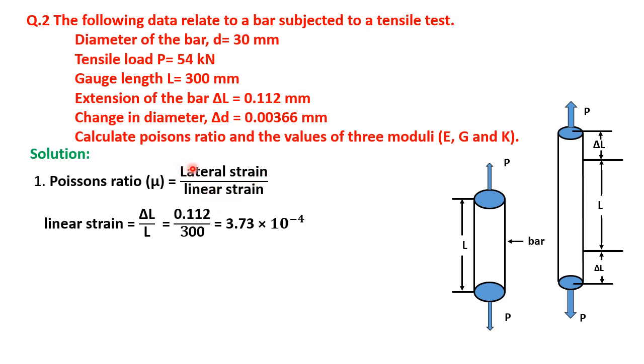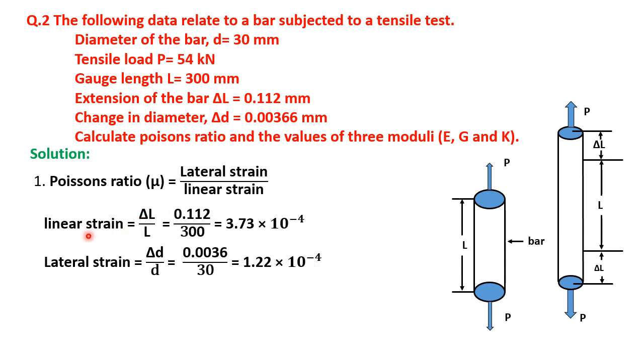Now this value is known to us. Next is to find the value for lateral strain. Here lateral strain is equal to delta D by D. Delta D is the change in diameter upon D, the original diameter. So this is also known to us, delta D is equal to 0.00366 mm, and D, the original diameter, was 30 mm. So we will get this value, that is 1.22 into 10 to the power minus 4.